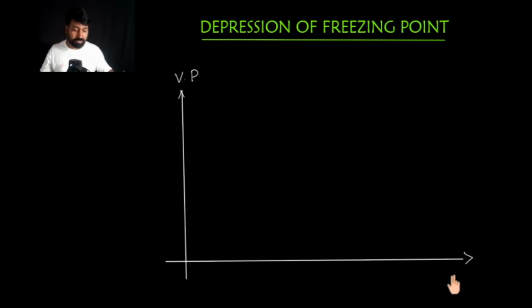So first, let me draw a simple graph. Along this coordinate, I will take the vapor pressure, and along this axis, I will consider the temperature T. Assume that somewhere here there is room temperature. If I take a pure solvent, remember that pure solvents always have greater vapor pressure as compared to solutions containing non-volatile solute. So at room temperature, it has a certain vapor pressure, somewhere here.